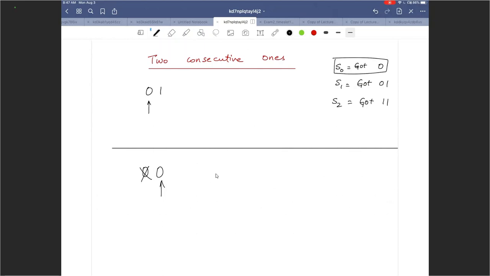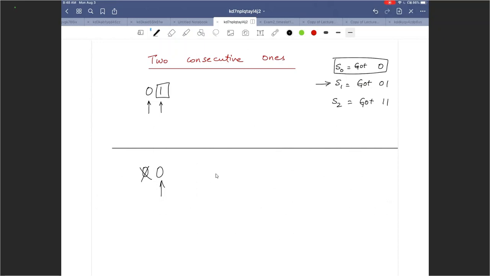Got 0. The last input is what I care about. If it is 0, and if it continues to be 0, I don't need to hold on to the previous bit. My new input is 1. That means I'm trying to move towards the 2 consecutive 1 state. So yes, I need that 1, and I have a state which is got 0 1.